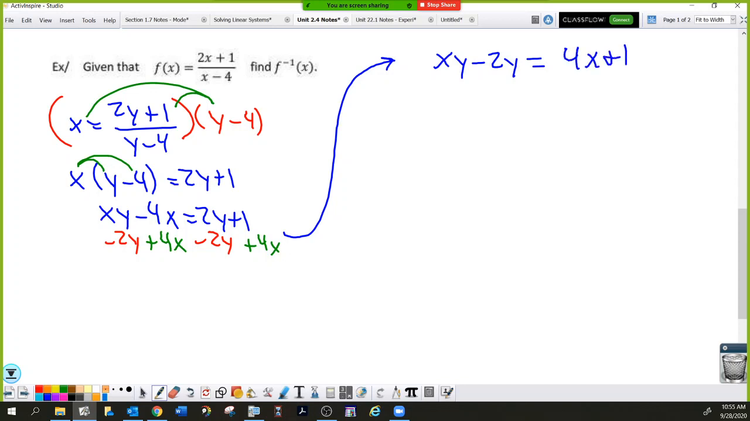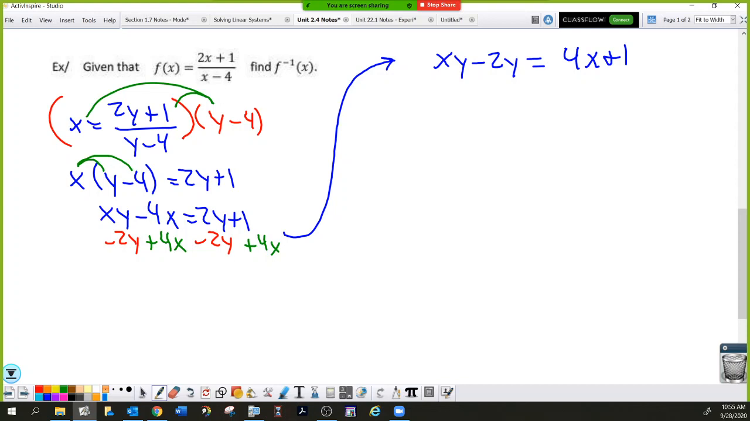We're trying to get y by itself. Ideas? Trying to get that y by itself. What am I going to have to do? No, just y in general. When we're finished, you need to just say y equals. So how do we get that y all alone? Ideas for me?